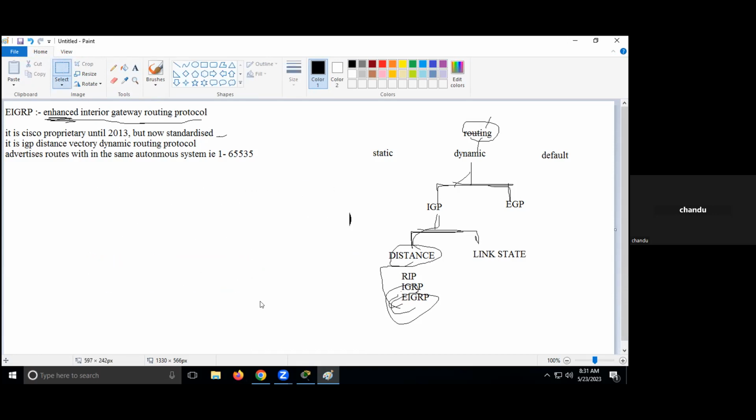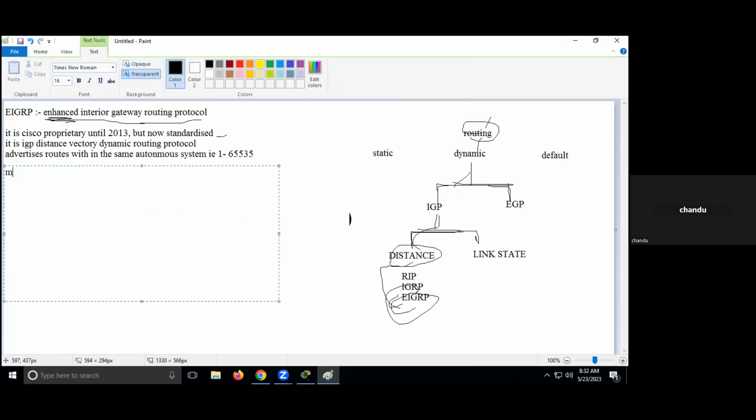EIGRP is going to advertise the routes within the same autonomous system number, and it supports autonomous systems from 1 to 65,535. The maximum hop count that EIGRP supports is 255. Within a single autonomous system, you can have 255 hops connected.